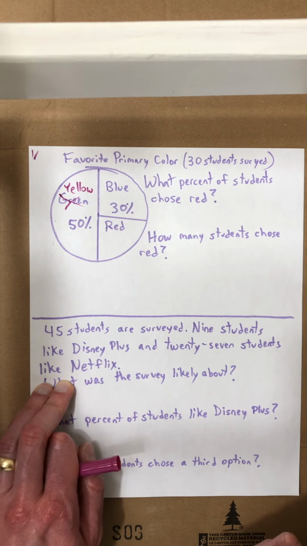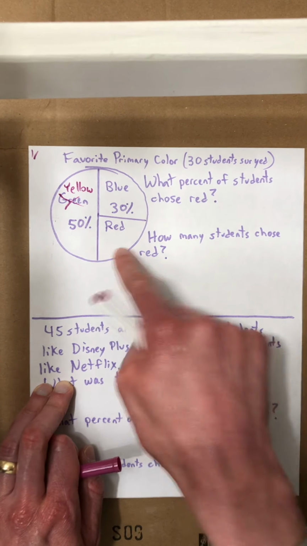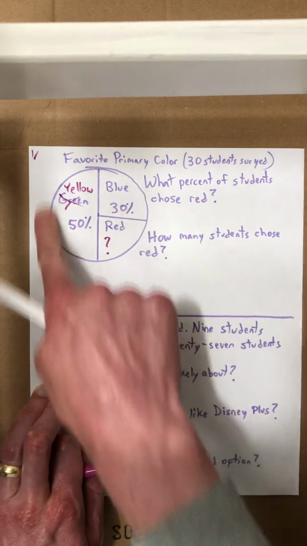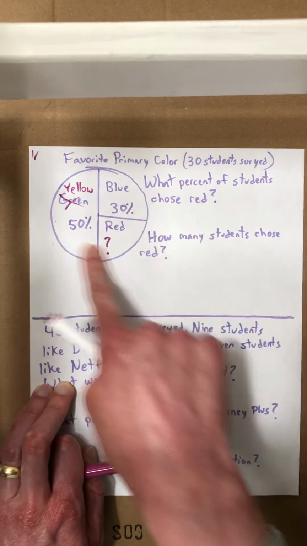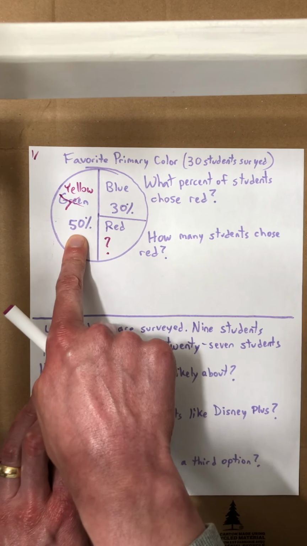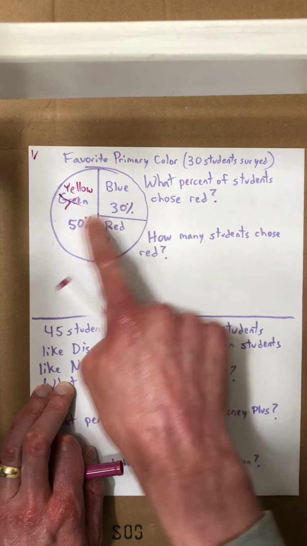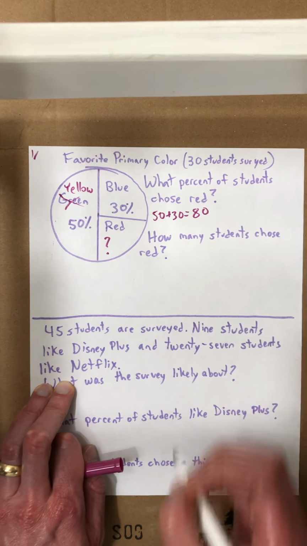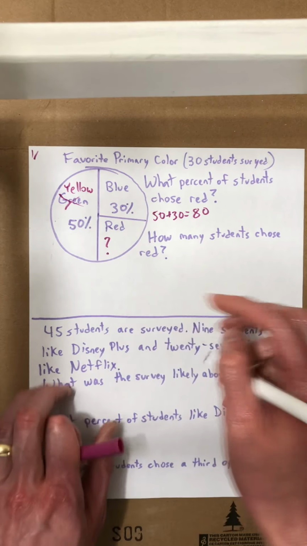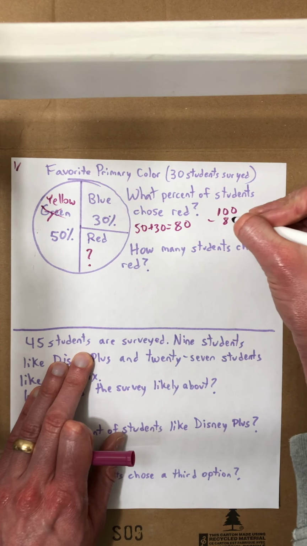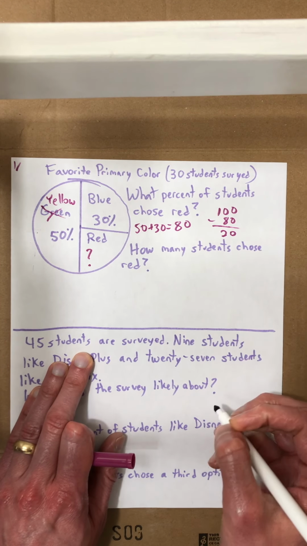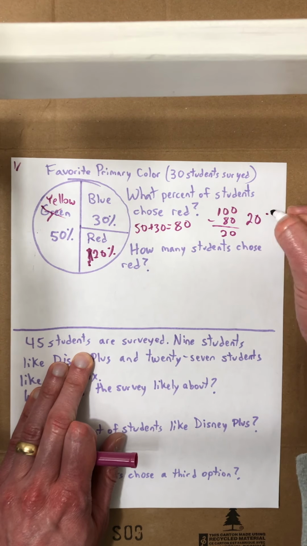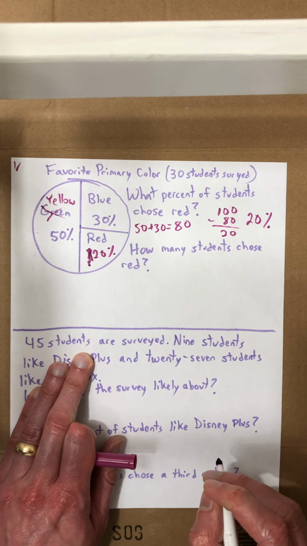Now, what percent of students chose red? We don't know. It's not there, but we can figure it out. How much should the entire circle graph be worth? Well, a whole circle graph should be 100%. 50 of it is in use and 30 of it's in use. So 50 plus 30 means that 80% of it's in use. So what percent should be here? Well, we can do 100, take away 80, and that will leave us with 20. So this should be 20%. 20% of the students must have chosen red.